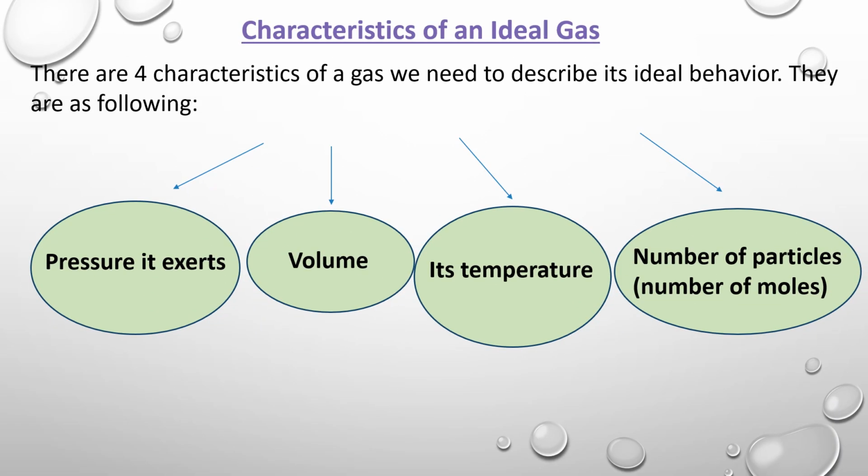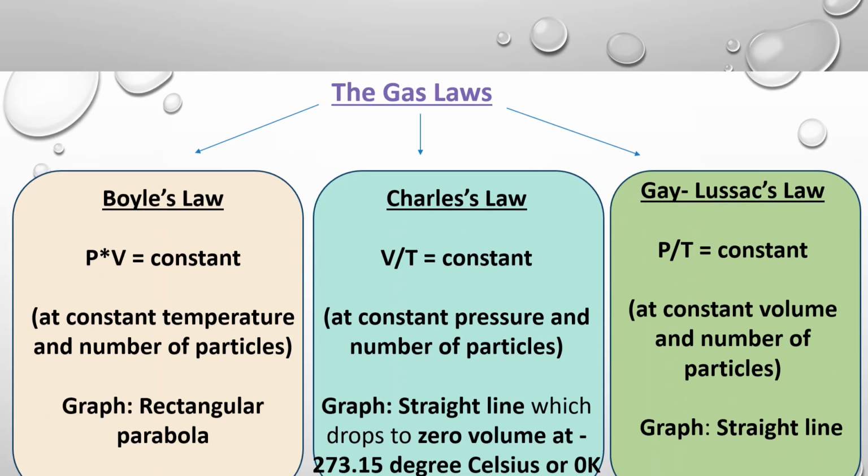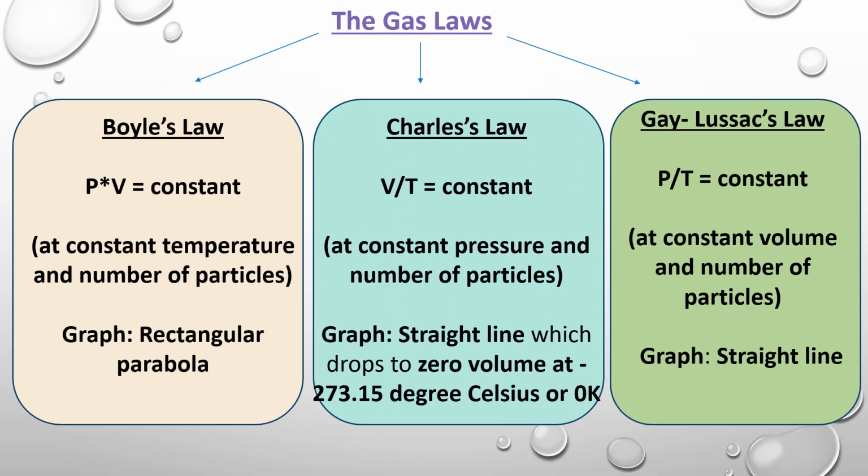There are four characteristics of a gas we need to describe its ideal behavior. They are as follows. First of them is pressure it exerts. Second is volume. Third, its temperature. Fourth, number of particles or number of moles. On these slides, there is a short description of the gas laws.